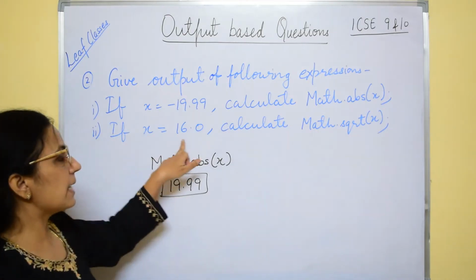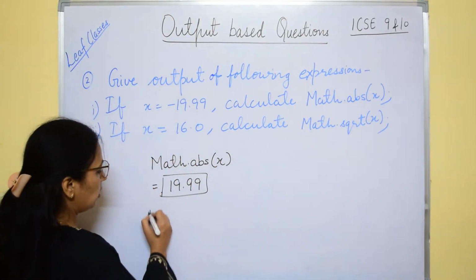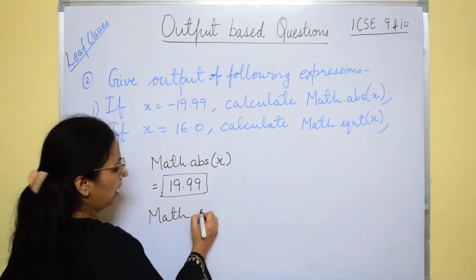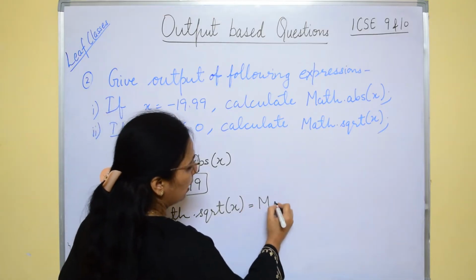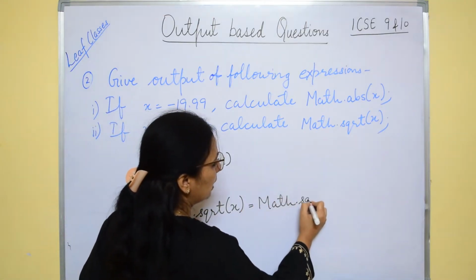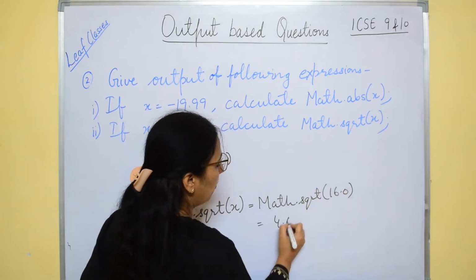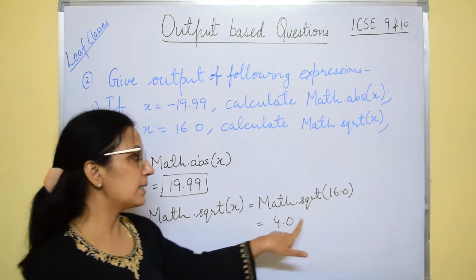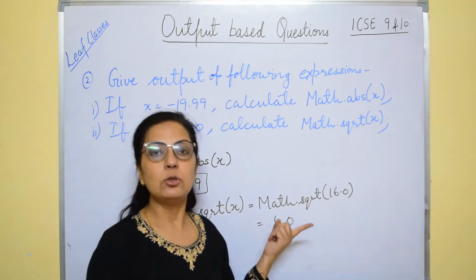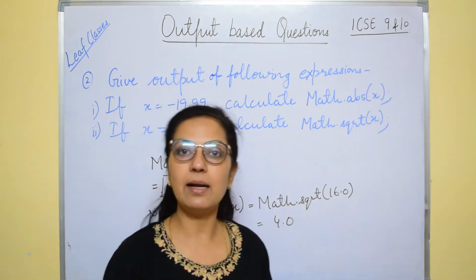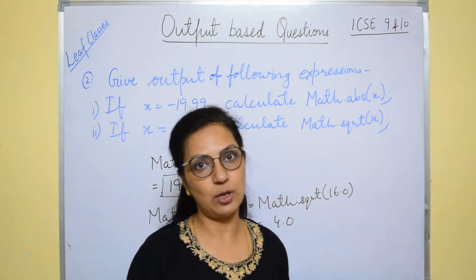The second is x equals to 16.0. You have to calculate Math.sqrt of x. Math.sqrt of x equals to, here you can write like this also, Math.sqrt of 16.0, which equals 4.0. We know that the answer of the sqrt function is always of double type. To check more about mathematical functions, please refer to the video. The link is given in the description box too.